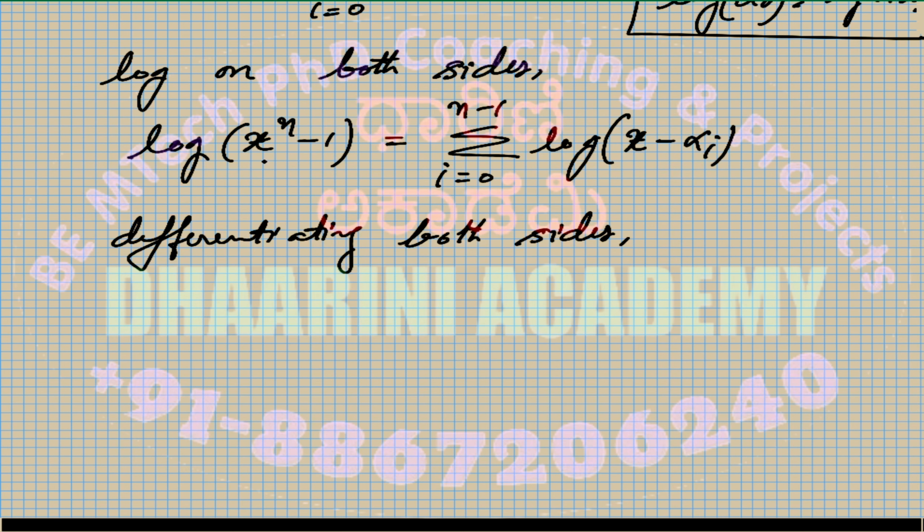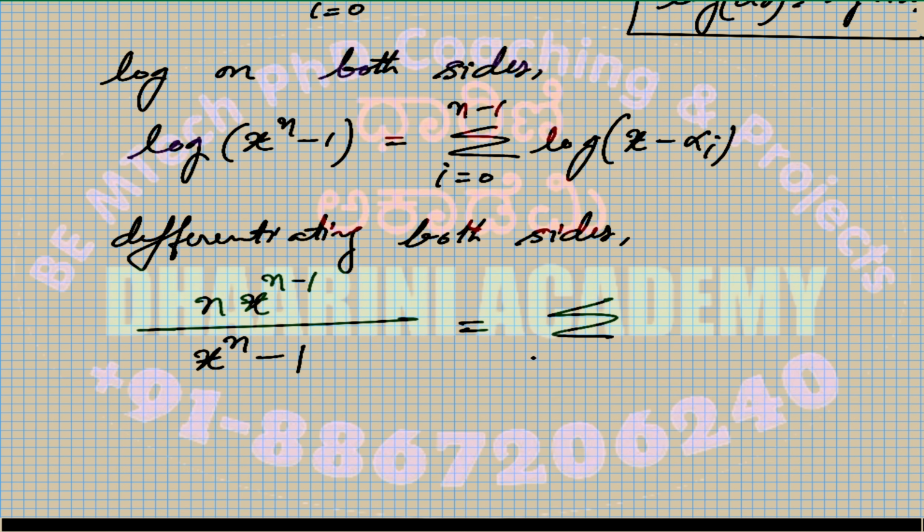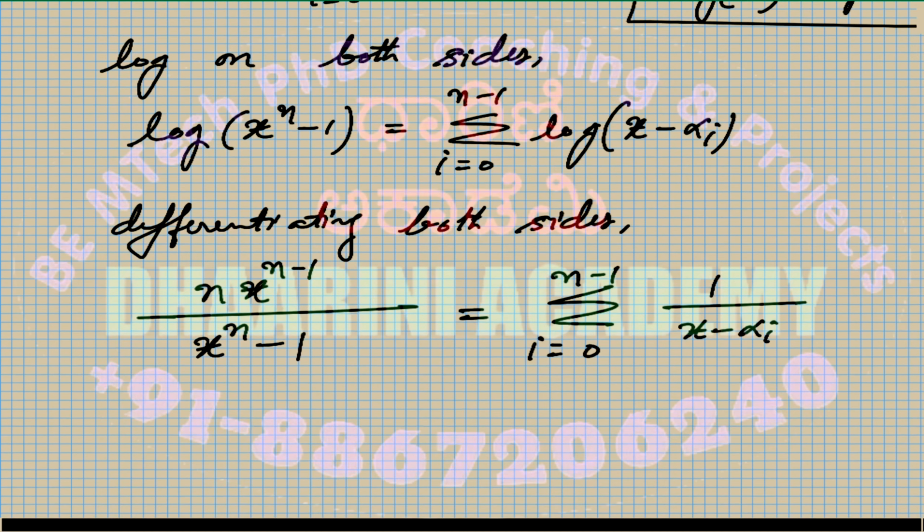So x to the n minus 1 becomes (n minus 1) into x to the power n minus 2, divided by x to the n minus 1, since with log the same term repeats in the denominator. This is the left hand side, and the right hand side is the same summation, i equal to 0 to n minus 1, of 1 divided by x minus alpha i, because of the log. Now we are very close to the answer.